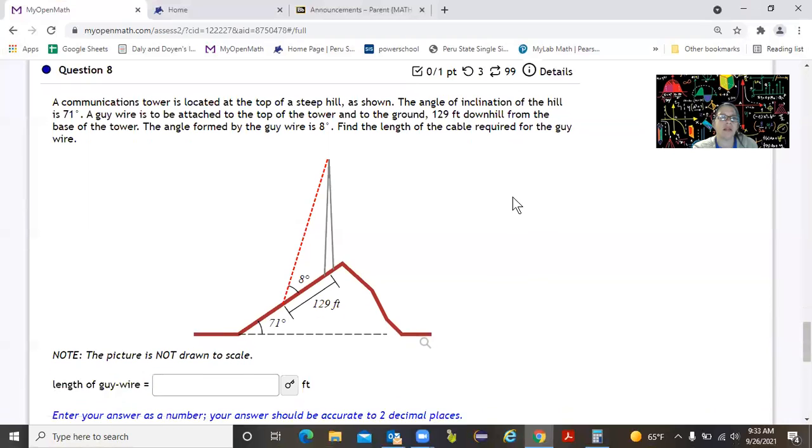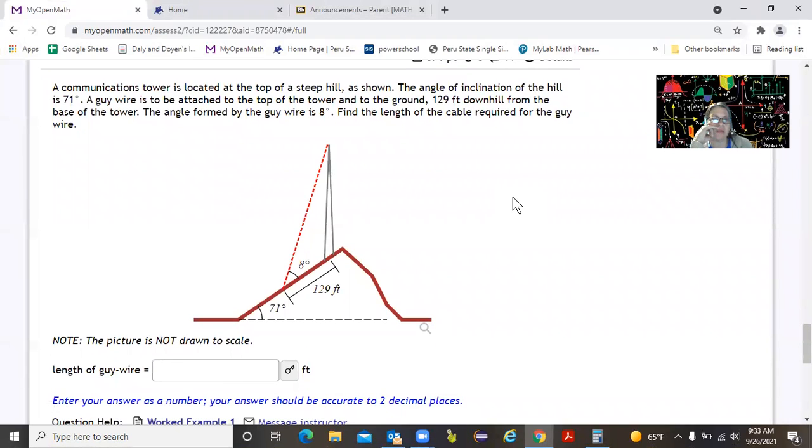All right, so I think this one is similar. A communication tower is located at the top of a steep hill as shown. The angle of inclination of the hill is 71 degrees. Now the picture is already given for us, which is nice, but angle of inclination for any kind of mountain, ramp, or hill is always from the horizontal up, okay? Actually, angle of depression is horizontal down, angle of elevation is horizontal up. All these angles are always to a horizontal. So just keep that in mind.